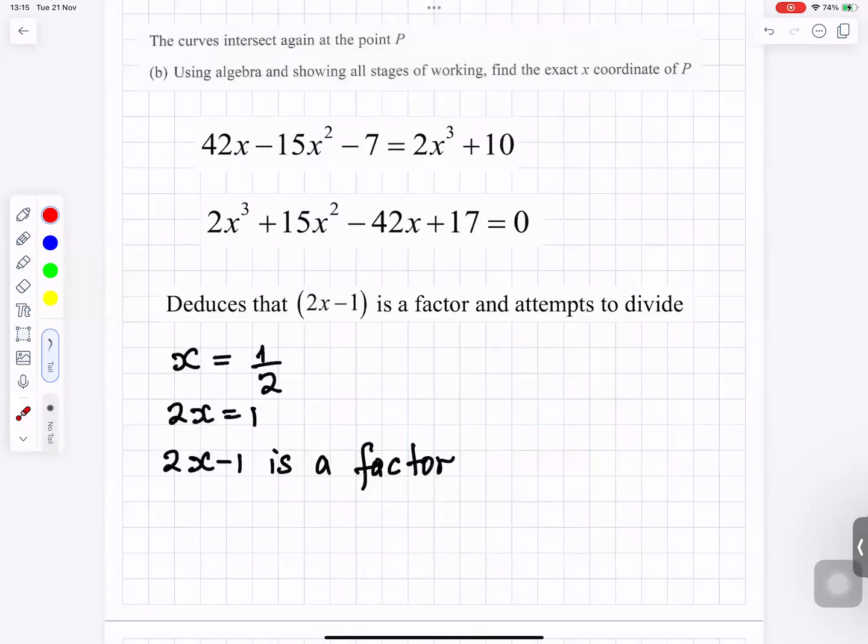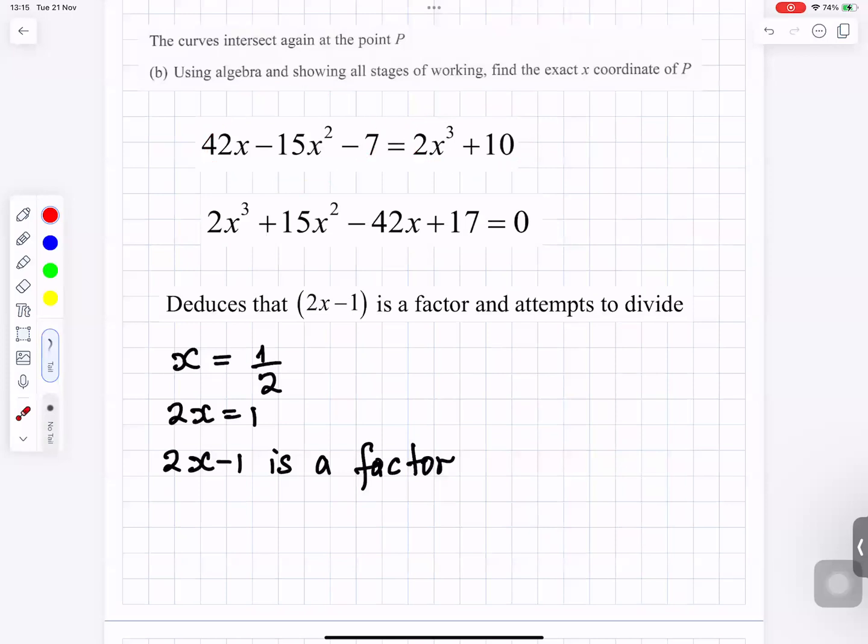The curves intersect again at P. Use algebra showing all stages of your work to find the exact x coordinate of P. So we have the left side and the right side. These two curves intersect. So there are two curves, 1 and 2. So we put everything to one side.